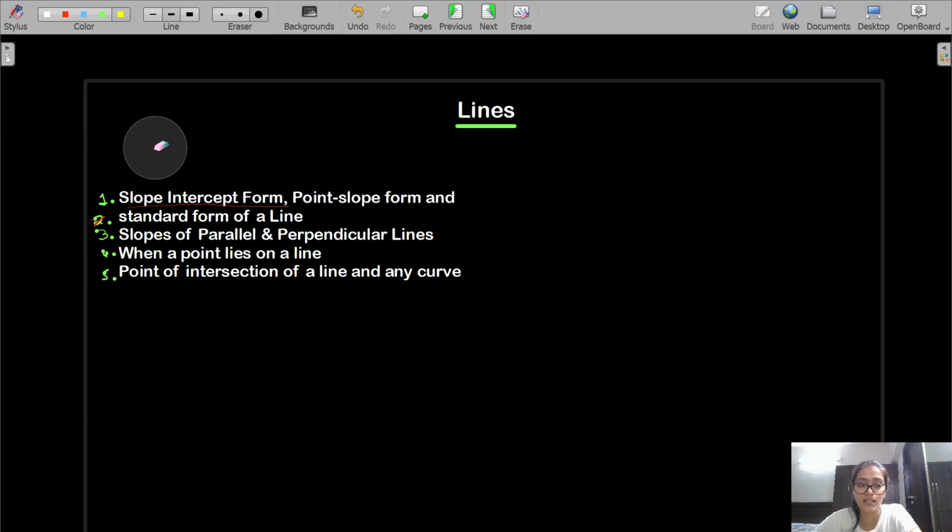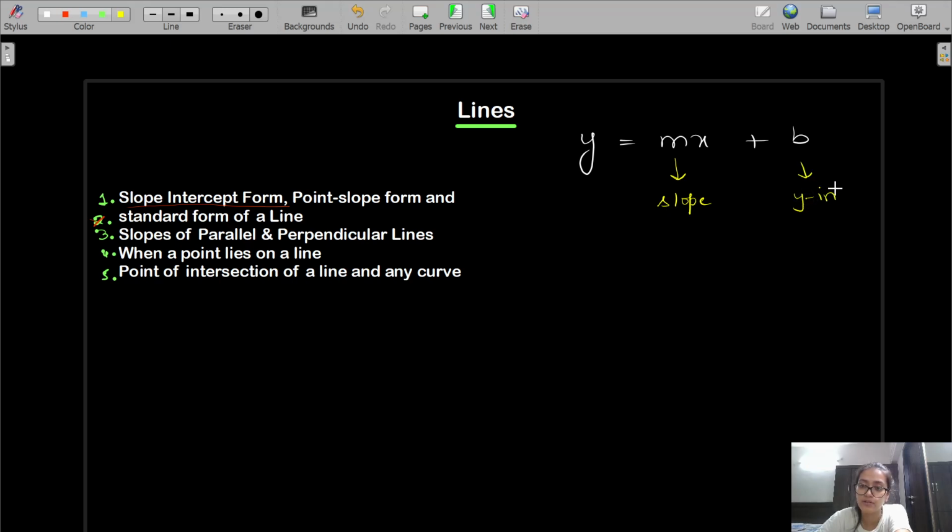Okay, so let's get started with the three forms of line. First is slope intercept form. So slope intercept form is given by y equals mx plus b. And we'll also do some practice problems on these topics. So this is your slope intercept form. Here, we all know that this m is the slope of the line and b is the y-intercept.